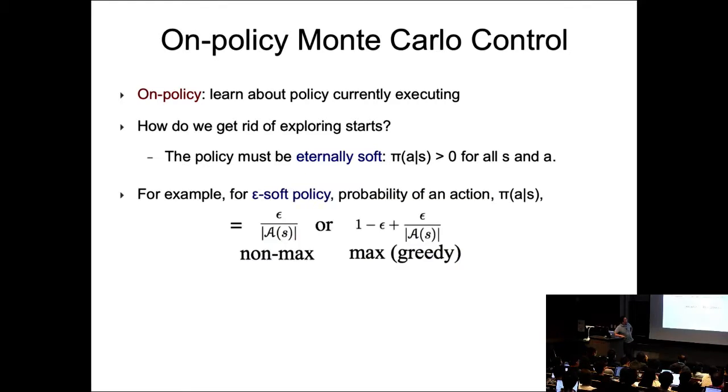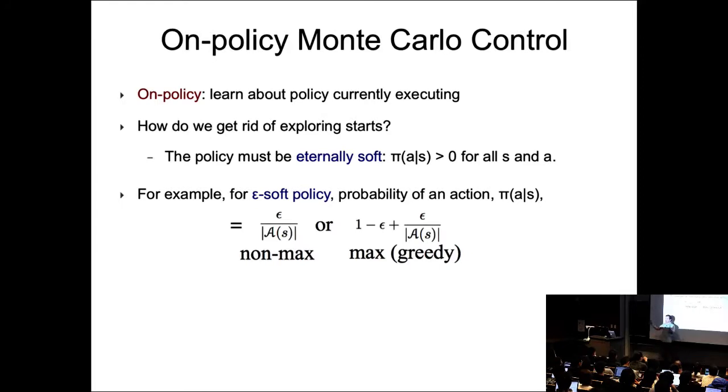So how do you achieve that? Well, in many cases, and we'll see this again and again in this class, one very simple way of doing it is the epsilon-soft policy. You're basically saying that for the greedy action, you take the maximum, but for the non-maximum ones, there is some epsilon probability that you're going to take that action. So it's epsilon divided by the number of possible actions.